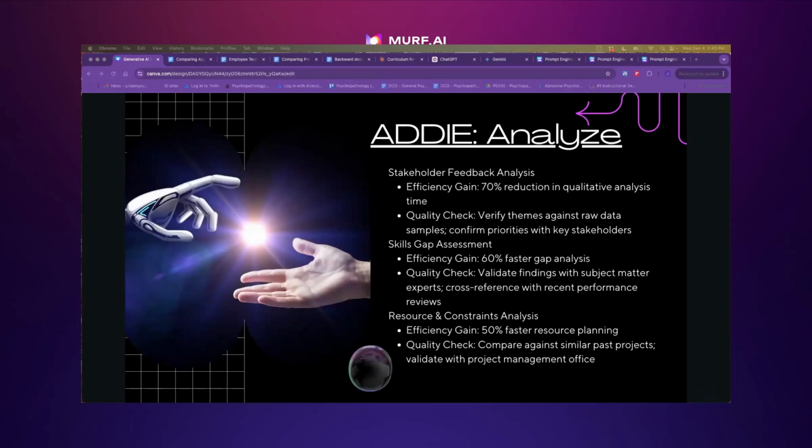We're seeing a 70% increase in processing speed, 60% for gap analysis, and 50% time reduction in resource planning. But you notice that it is giving you, hey, you should probably verify these things against raw data. You should validate findings with subject matter experts. All right. So it reminds you at every step of the way.